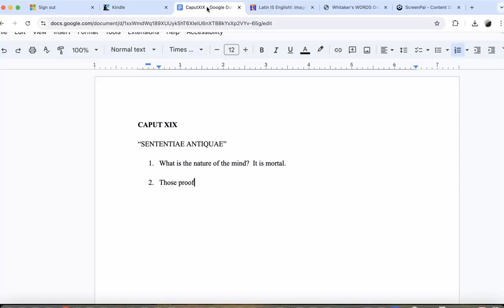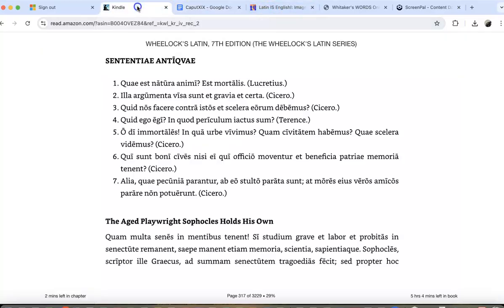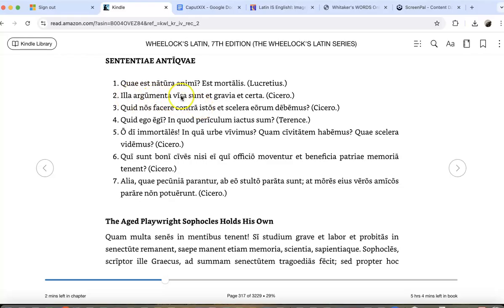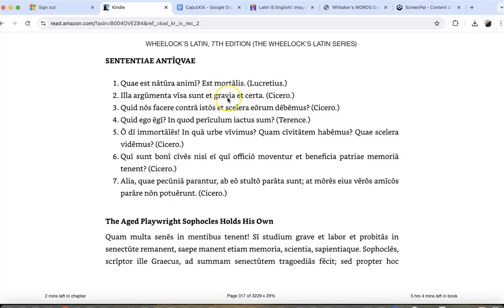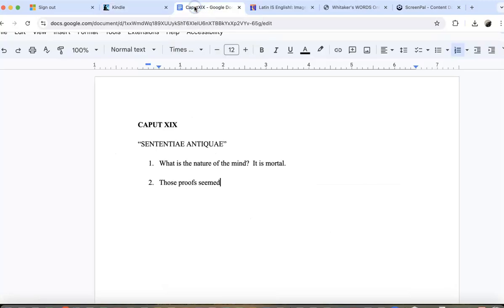Those proofs seemed. If you want to put arguments, that might work too. We'd have to go back and look at the original context to confirm. So those arguments seemed, and then et means both and. So both gravia means serious, and certa, where we get certain. So let's go serious and certain, just why not? Those proofs seemed both serious and certain.